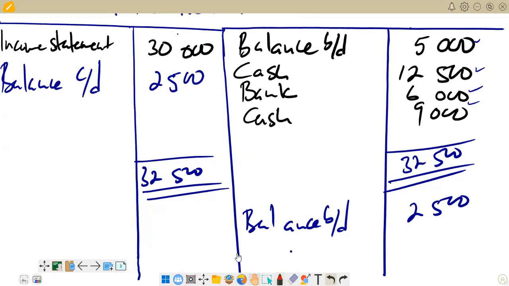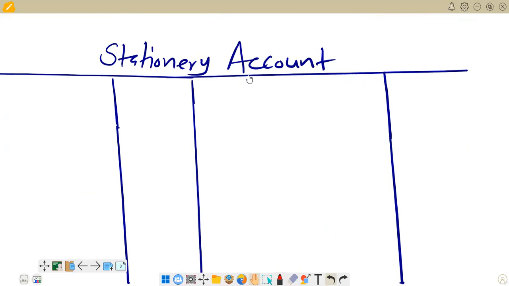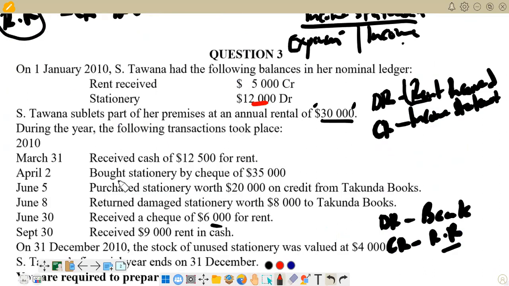So we go down there to see our stationery account. So remember, we've got a balance BD on the debit side. This is our stationery account. So our balance BD, and remember, the amount is 12,000. Then we can go back again from the beginning of the question to see any transaction that is affecting the stationery. We are seeing that on April 2, bought stationery by check of $35,000.